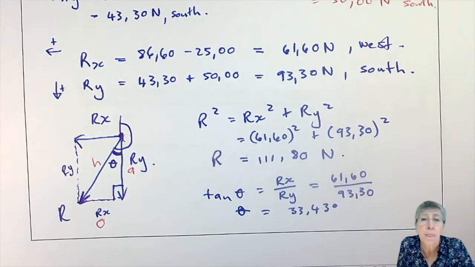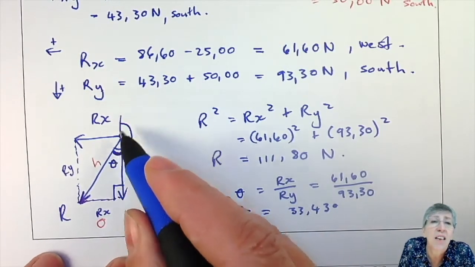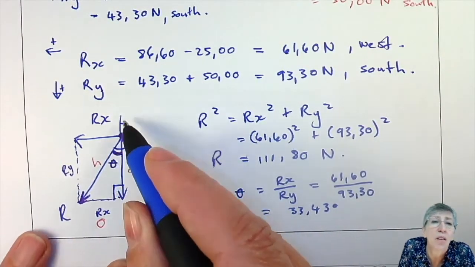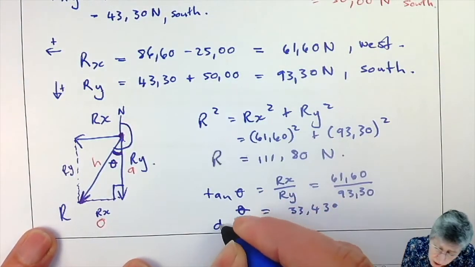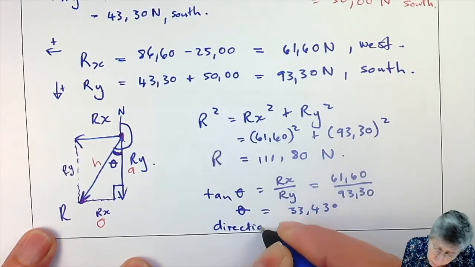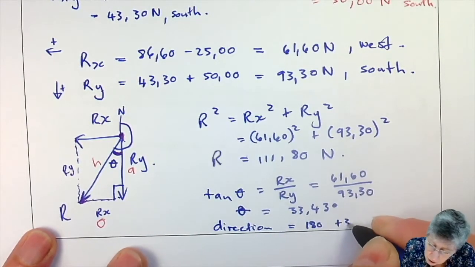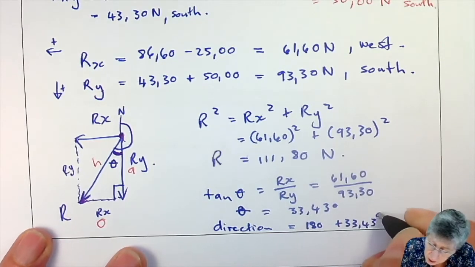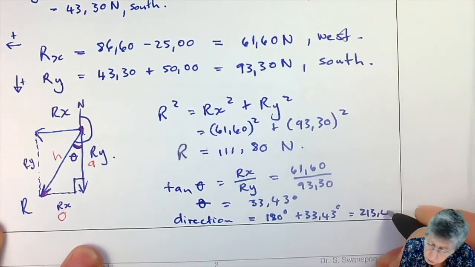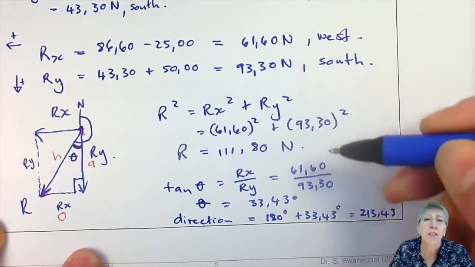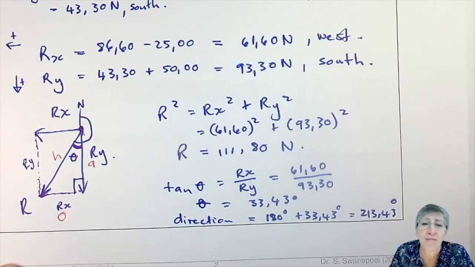And if you do that, you end up with 33,43 degrees. But that's still not the answer, because that is just that angle down there, and we need the whole angle measured from north. Right. So from north, the direction will be 180 plus that 33,43, and we end up with 213,43 degrees. So now we both have the magnitude and the direction.